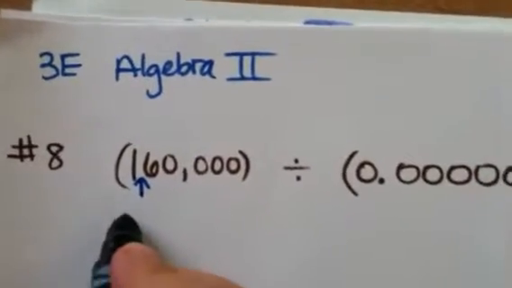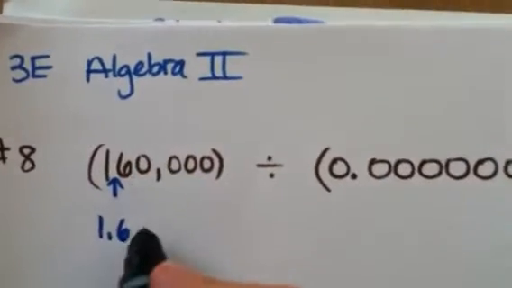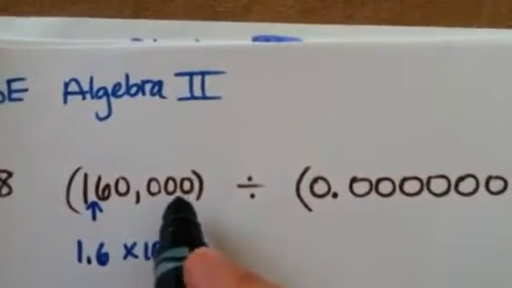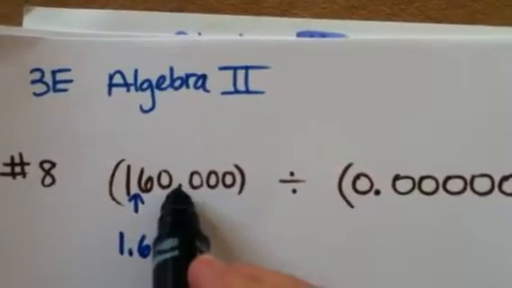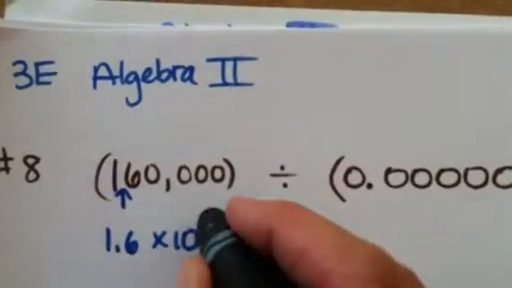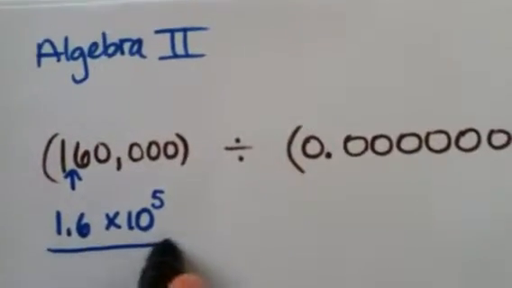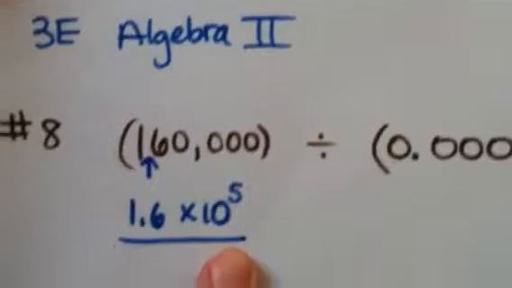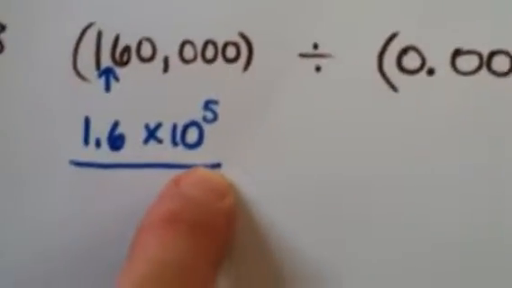So I'm going to write this as 1.6, because we really don't even care about all these zeros over here, times 10, and then just count. How many places did you move it? It was here, so I moved it 3, 4, 5. So it should be 1.6 times 10 to the 5th divided by, I'm going to show it like this. You don't have to do that. I just prefer it that way for me. It's all the same difference.